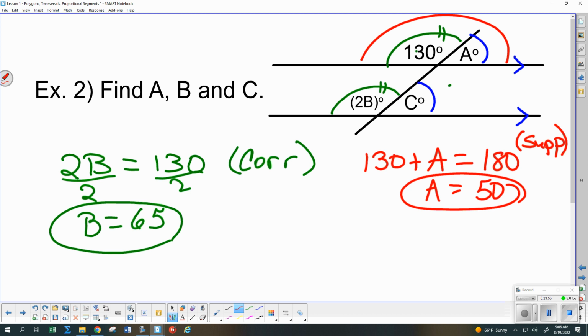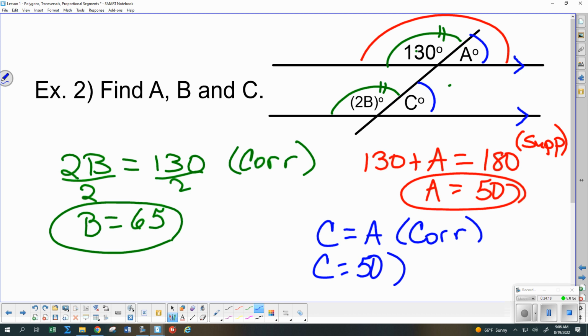Now what can I do for C? I've said it out loud, I just haven't written it down yet. What can I do for C? Lucia? What did we already notice about C? So we already noticed that C was the same as A. Reason is corresponding angles. So that means C is also 50.